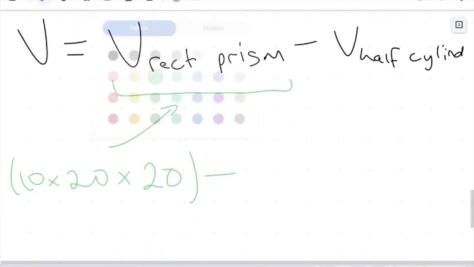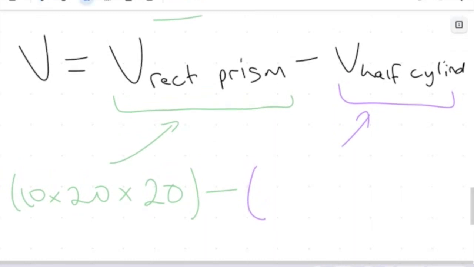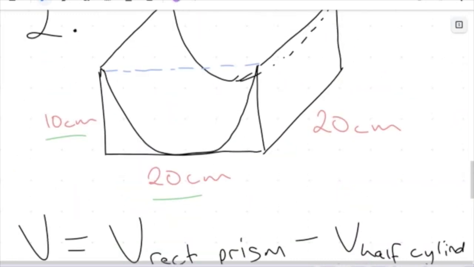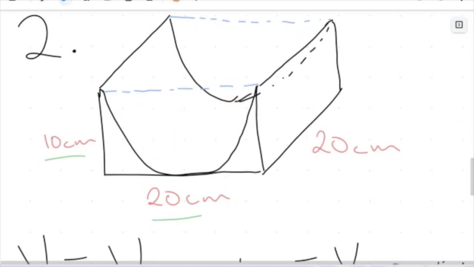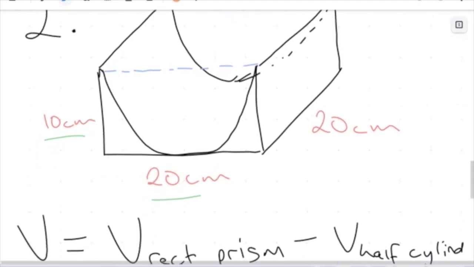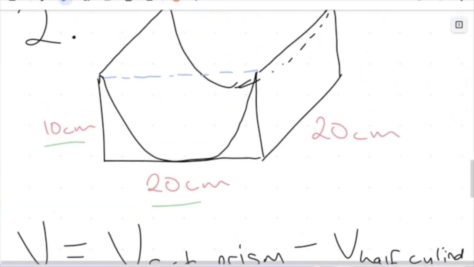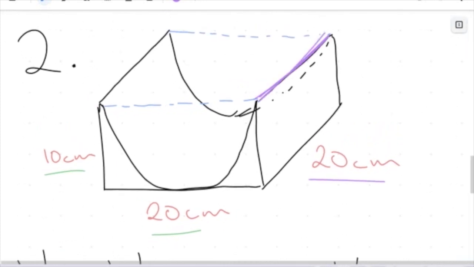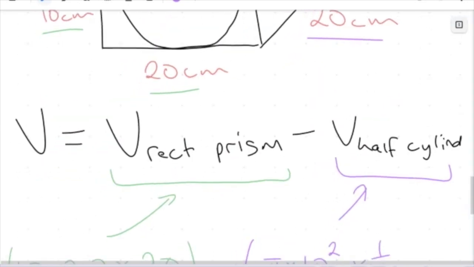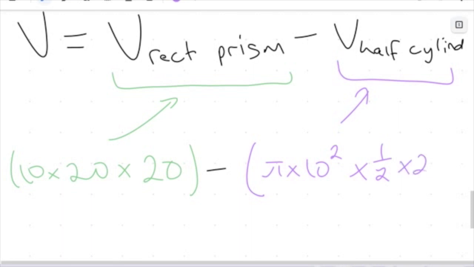So I'm going to subtract first my cross-sectional area. Now, what's my cross-sectional area? Well, let's do this like this. My cross-sectional area is going to be half the area of a full circle here. So my circle here, its area is going to be pi times r squared. My diameter is 20, so the radius is going to be 10. So I'm going to do pi times 10 squared, but I'm taking half of that because it's a semicircle. And all of that I'm multiplying by 20, my length going away from my cross-sectional area here. So I'm doing pi times 10 squared times a half times 20.